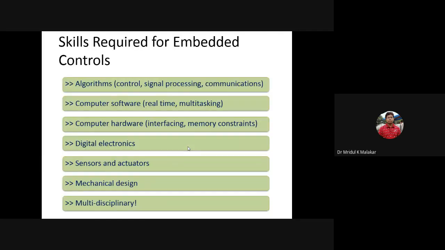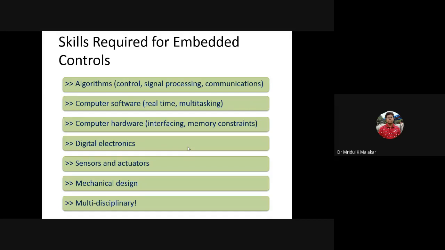Next is skills required. If you are designing embedded control, one is algorithms, another is the computer software, meaning apps. You have to develop your apps, a real-time multitasking system. A real-time operating system you have to design. Computer hardware: you have to understand which port, what kind of interface, what kind of protocol you are using, and memory. So ROM, RAM, you have to understand.